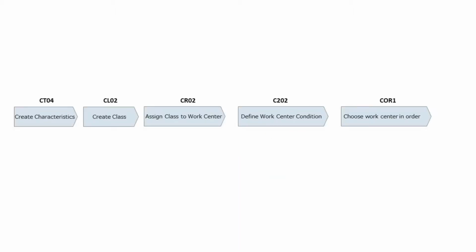First, we need to create characteristics, and then we will create class. And then we assign the characteristics to this class, and then assign the class to work center. And then we will define the work center condition in routing. And at last, we choose the work center when we create or release the production order.